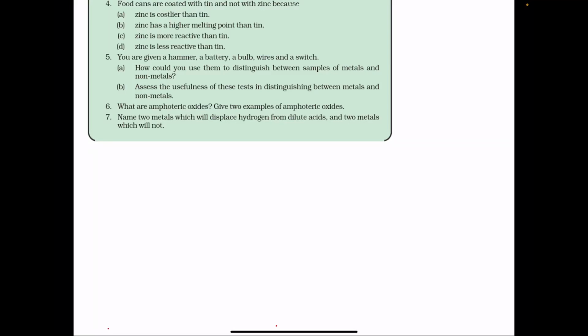Food cans are coated with tin and not with zinc because zinc is more reactive than tin. You are given a hammer, a battery, a bulb, wires and a switch. How would you use them to distinguish between samples of metals and non-metals?